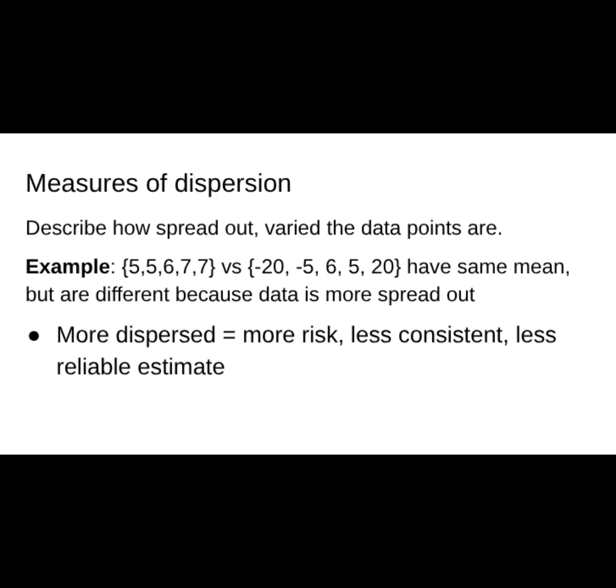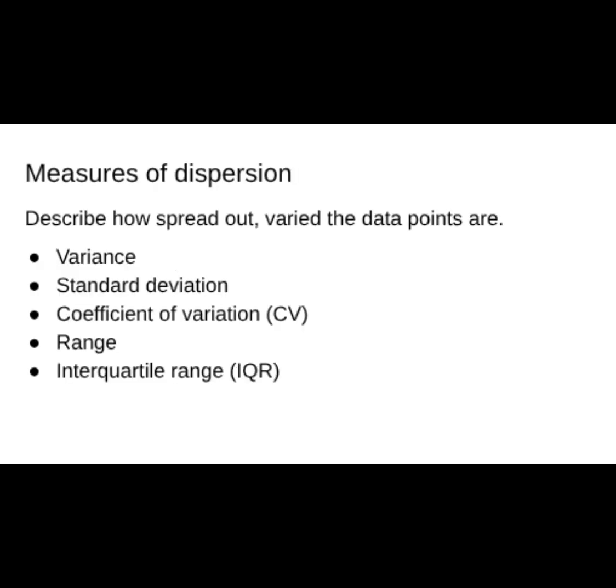Because more spread out means less consistent. If you're using data as a prediction for the values you may get in the future, more spread out means greater risk and a less reliable estimate. The measures of dispersion that we'll cover are variance, standard deviation, coefficient of variation, CV, range, and interquartile range, or IQR.